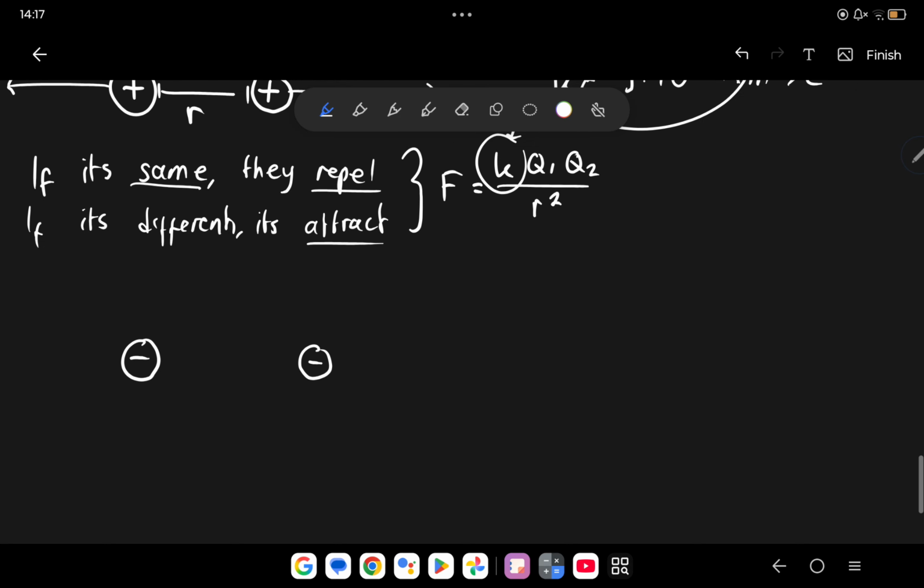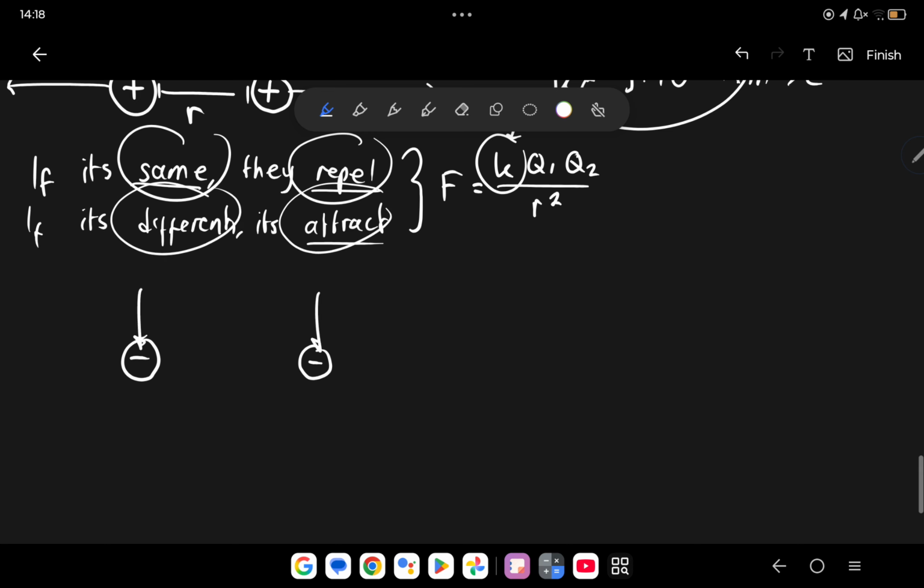Well, let's look at the rule again. If it's the same, they will repel. If it's different, they will attract. So, this is a negative one. This is also a negative one. They're both negative, so it's the same. And because they're the same, they will repel. Very easy.